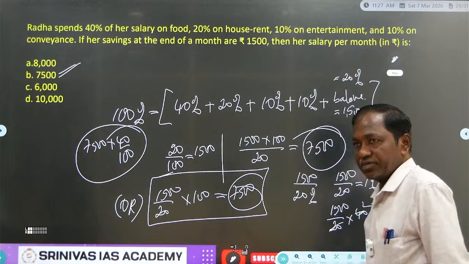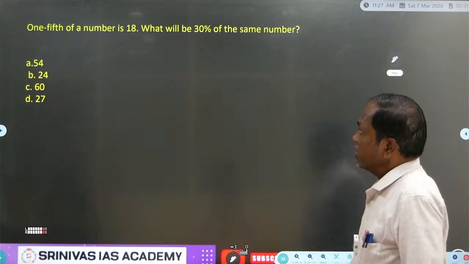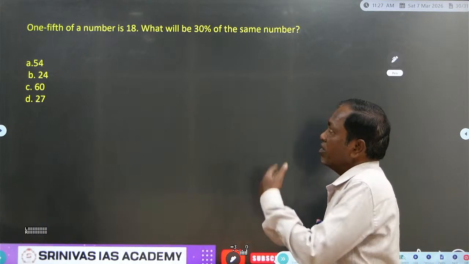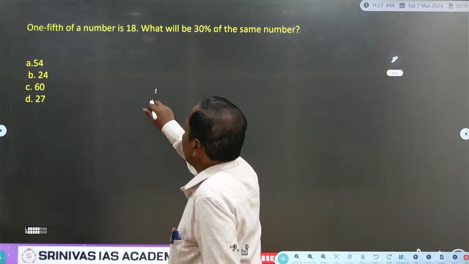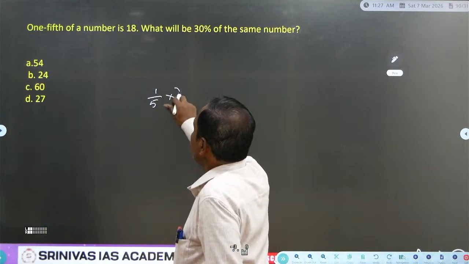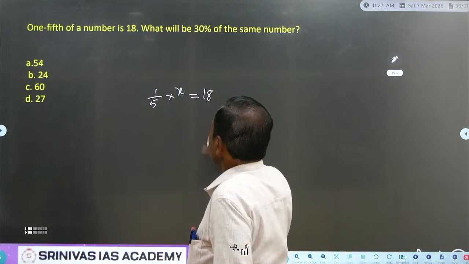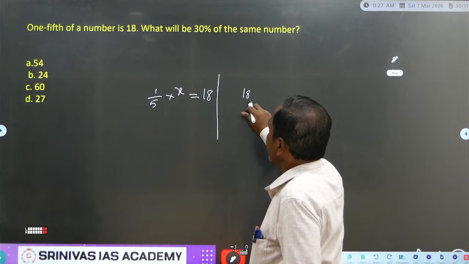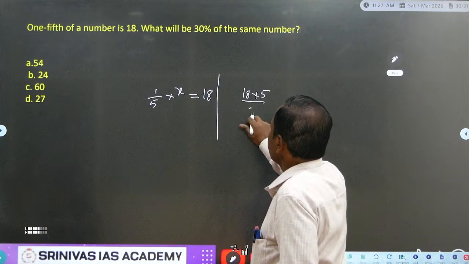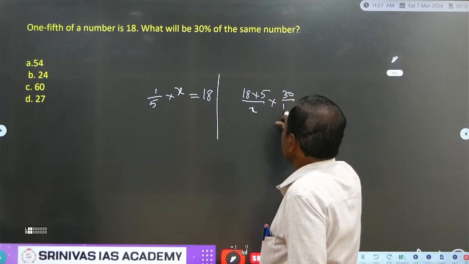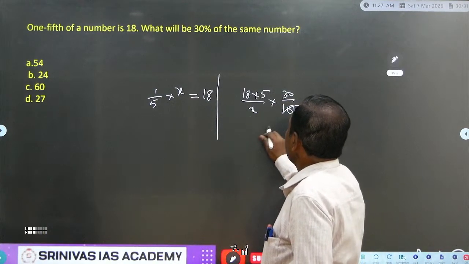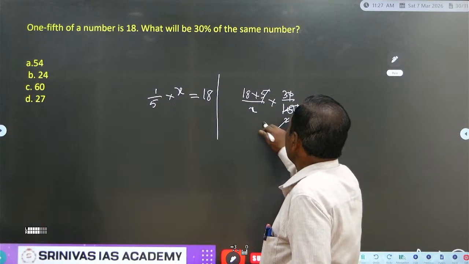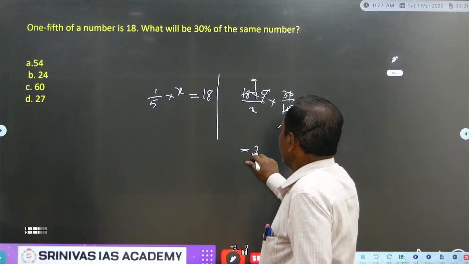This is the calculation method. Yes. 1/5 of a number is 18. What will be the 30% of the same number? 1/5 of a number is 18, so the number is 90. And what is the 30% of the number? Straight away you can take 18 into 5 by x into 30%. So 90, 0 and 0 get cancelled, and 5 ones are 5, 2 threes are 6, 9 threes are 27. It is 27.